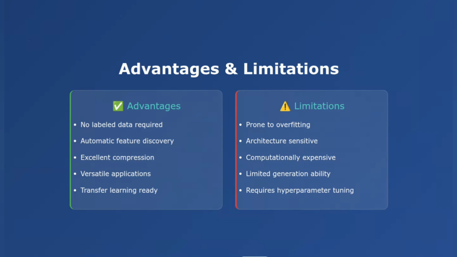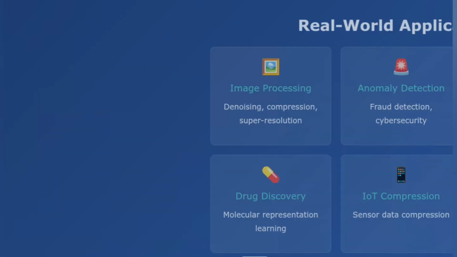However, autoencoders aren't perfect. They can be prone to overfitting, especially with limited data. The quality of reconstruction heavily depends on your architecture choices and hyperparameters. For very high-dimensional data, training can be computationally expensive and time-consuming. Also, vanilla autoencoders aren't great for generating new data. That's where VAEs and GANs excel.